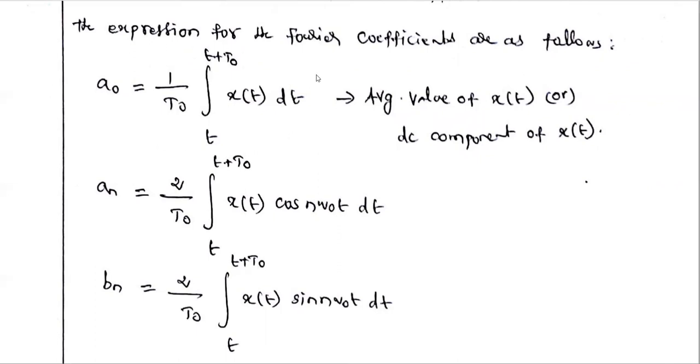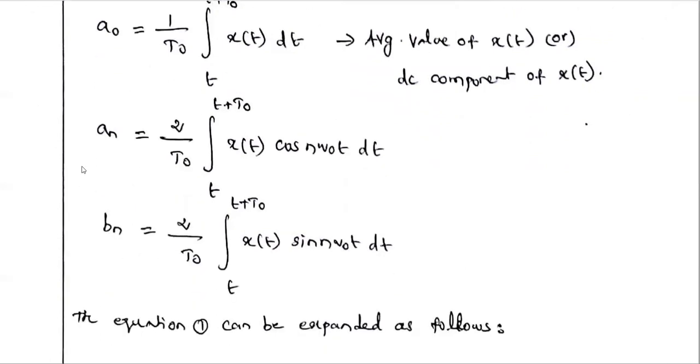Okay, so this formula for a naught indicates that it is the average value of the given signal x of t. This formula is used to calculate the average value or DC component of x of t. So that's why the component a naught is said to be the DC component.